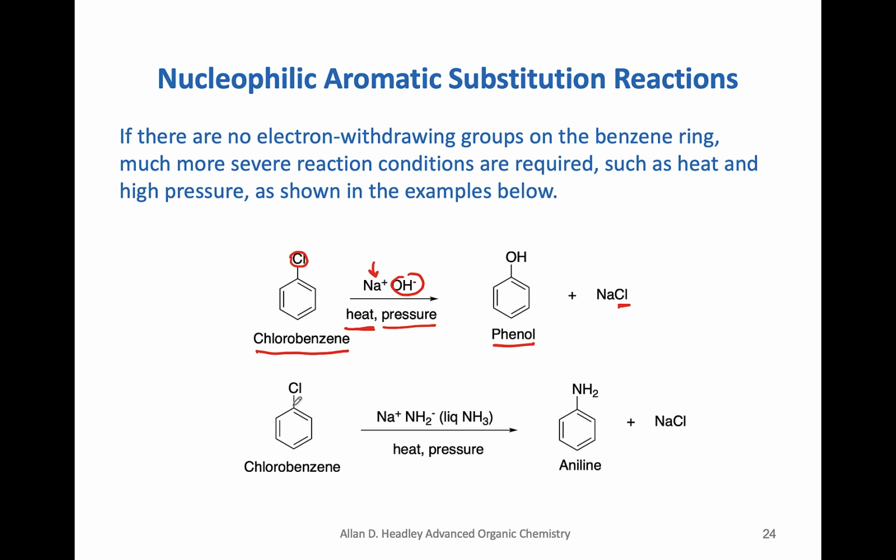Another one that has been observed is this, which is now sodium amide. As you recall, that's a very strong base. Because it is such a strong base, we cannot use water as a solvent, so the solvent that's used here is liquid ammonia. Extreme temperature and pressure, the chlorine is substituted for the nucleophile, the amide, to give aniline here as the substitution product, plus sodium chloride again, the chloride here as the leaving group.